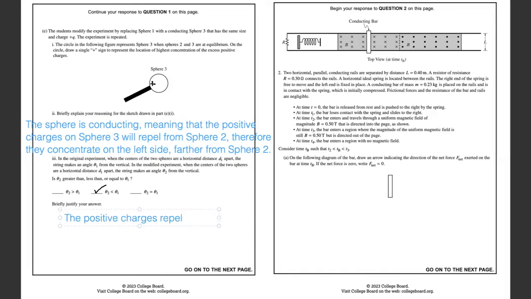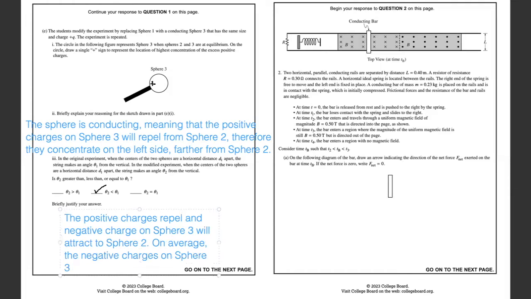All right, my reasoning for why theta 2 is less is because the positive charges repel and the negative charge on sphere 3 will attract sphere 2. On average, the negative charges on sphere 3 are closer to sphere 2 than they are in the first case, right? And likewise, the positive charges are farther away on average. Therefore, we expect the overall electrostatic force, as usual.